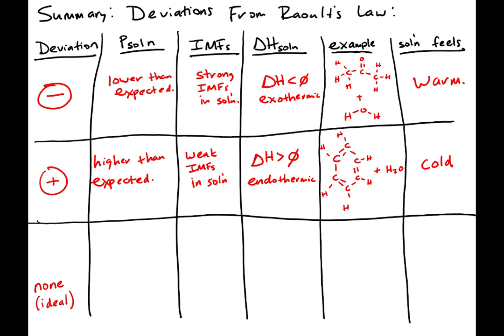Lastly, we'll talk about what happens when there's no deviation from Raoult's law, meaning that you have an ideal solution. So when you have an ideal solution, then that means that the vapor pressure of the solution will be exactly what you expect. Or another way of saying that is that the solution obeys Raoult's law. In terms of the IMFs, in an ideal solution, the IMFs in the pure solute, the pure solvent, and the solution are all the same.